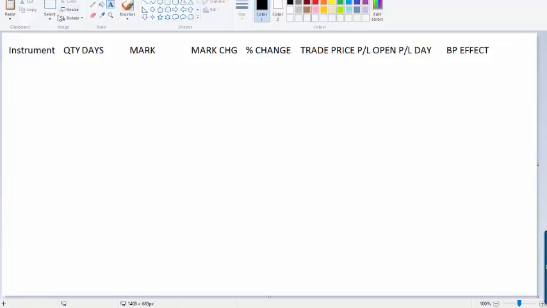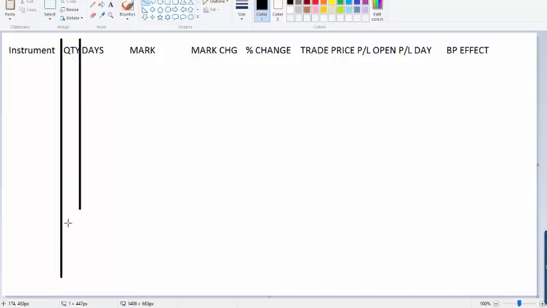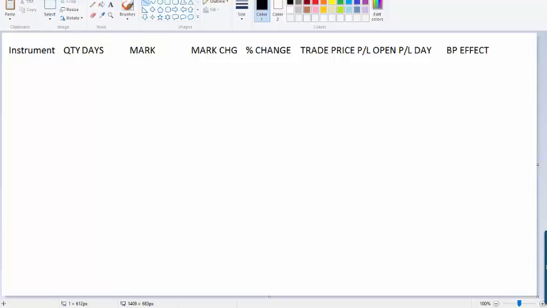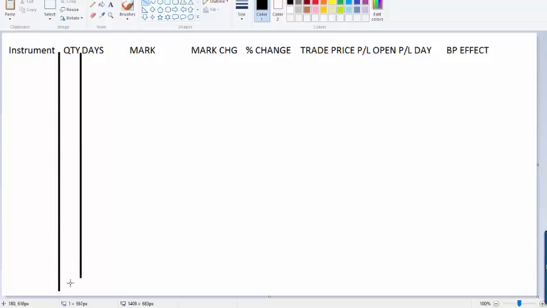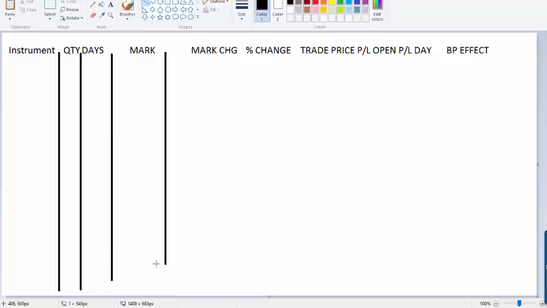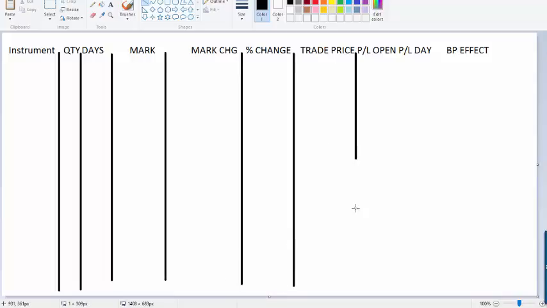Okay, let's deal with these one at a time. The instrument, the quantity, the days, the mark, the mark change, the percent change, the trade price, the PL open, the PL day, and the BP effect.